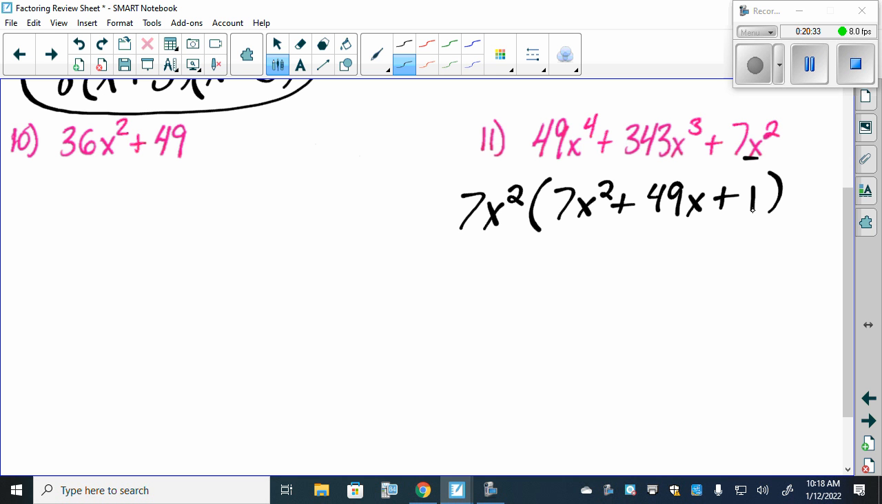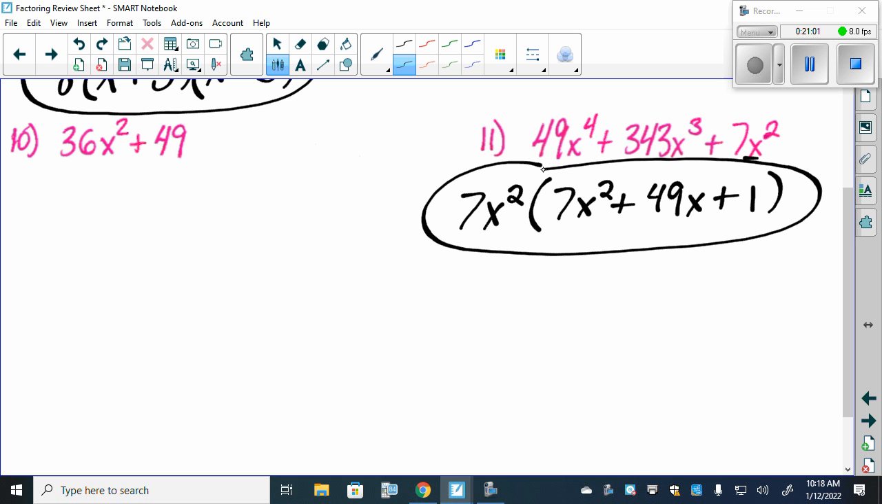There's no way that we set this up that will give us a middle term of 49. We could try plugging this into the calculator, taking the square root of 49 squared minus 4 times 7 times 1. And it would tell us that that is 48.7134, a non-repeating, non-terminating decimal. So that there would be our answer, because the only greatest common factor that comes out is 7x squared. Any other questions on 11?